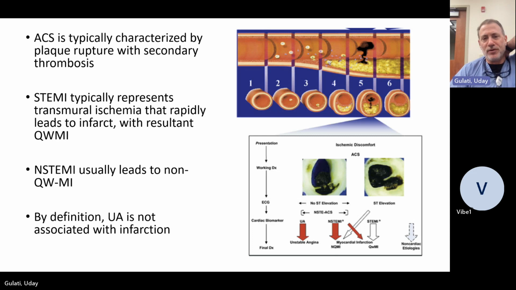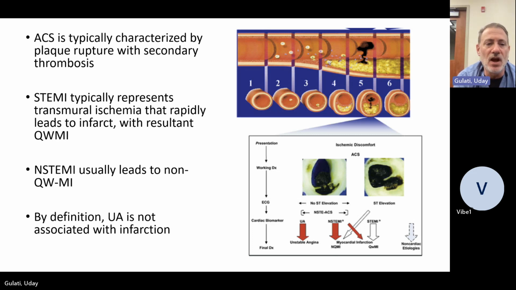So in terms of pathophysiology, you are all a lot closer to medical school than I am. These may be very old pictures from older textbooks, and I think you all know this already. But the big distinction is that an acute coronary syndrome is most typically characterized by plaque rupture with secondary thrombosis. The STEMI typically represents transmural ischemia, and that rapidly leads to infarction with a resultant Q-wave myocardial infarction.